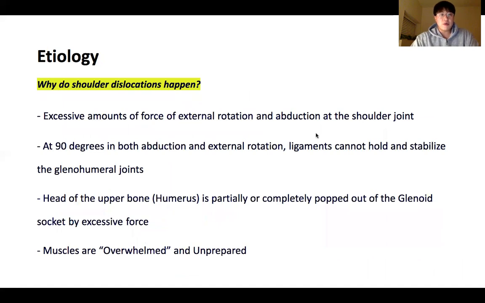So etiology: why does shoulder dislocation happen? It happens because of an excessive amount of force of external rotation and abduction at the shoulder joint. At 90 degrees of both abduction and external rotation, the ligaments cannot hold and stabilize the glenohumeral joint, and the head of the upper bone is completely popped out of the glenoid socket by excessive force. So the muscles are overwhelmed and unprepared.